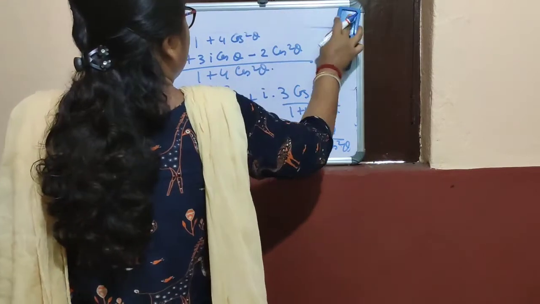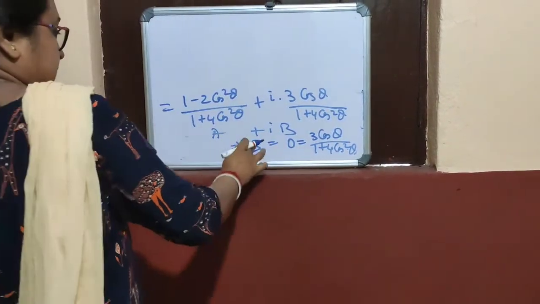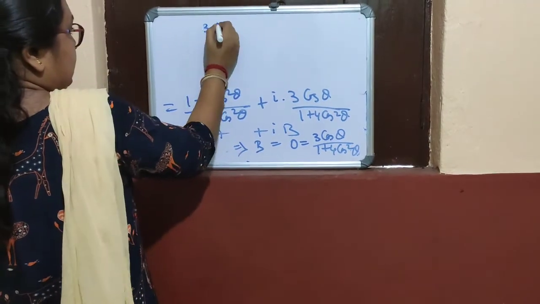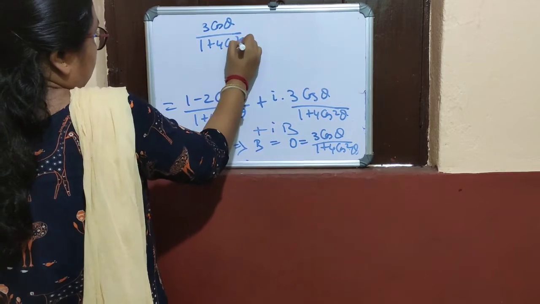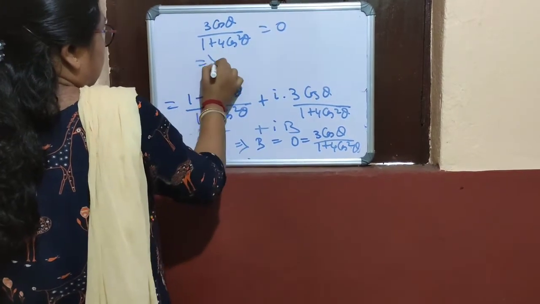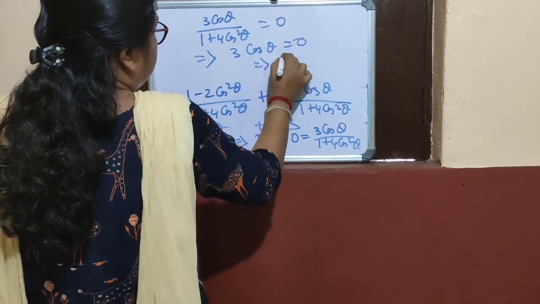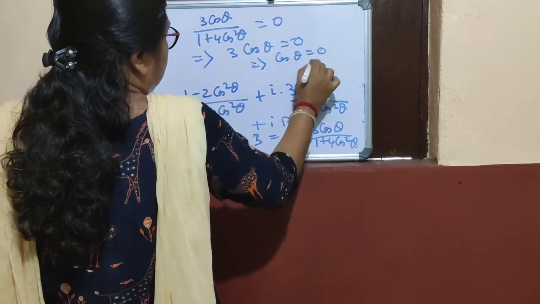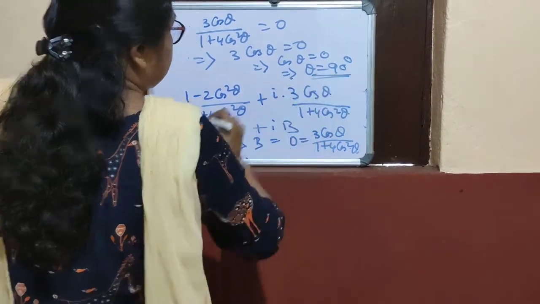Now what is the value of theta? Put here: 3 cos theta divided by 1 plus 4 cos square theta equals 0. This implies that 3 cos theta is equal to 0, or cos theta is equal to 0, which implies that theta equals 90 degrees.